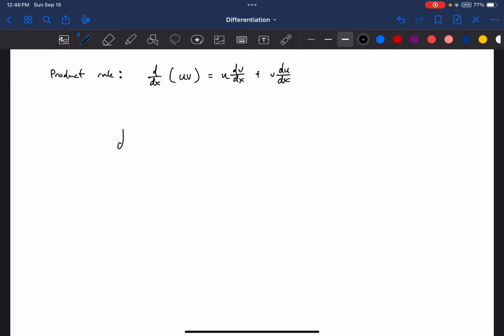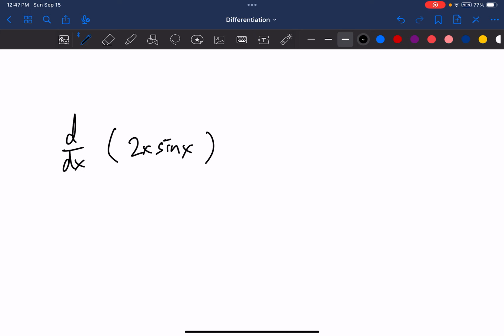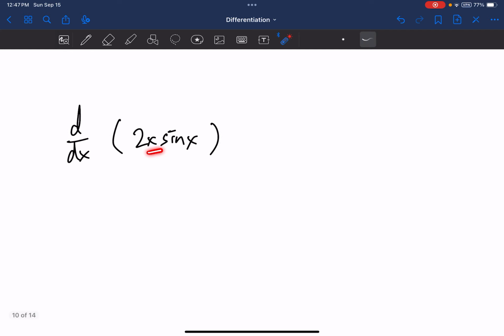So let's say I have a question like 2x sine x or something like this. Yes, so we have two functions with the same variable. Does that make sense? Well, we have an x here, or we have 2x, but we can take this out. We have x here and we have sine x over here. So these are two things. So let's say this is u, this is v or something.